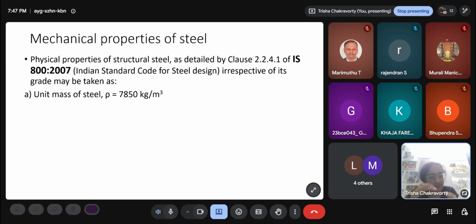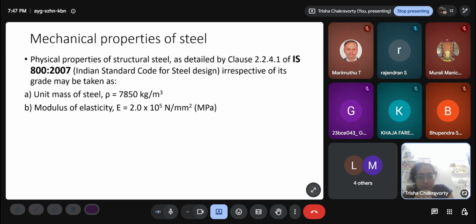Software like STAAD does all this internally, but when you are doing it by hand, you have to calculate the actual dead load and take it as a downward load, gravity loading. Modulus of elasticity, Young's modulus, is 200 gigapascal, or 2 into 10 to the power 5 Newton per millimeter square. So again, one thing I'll mention is stick to a particular unit system and be very, very careful about units.